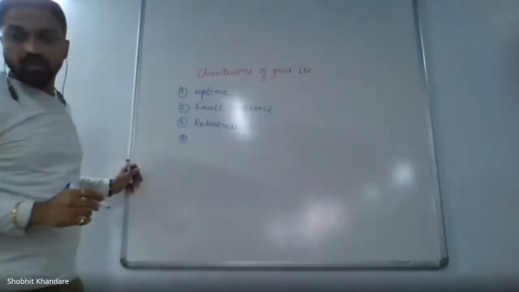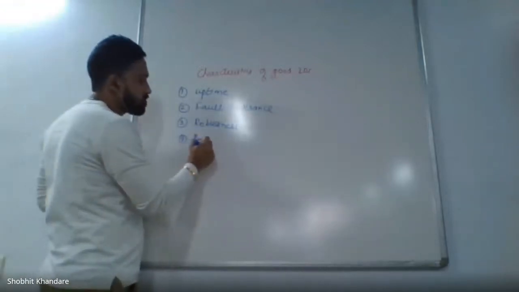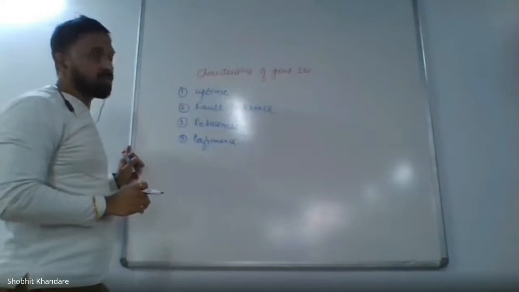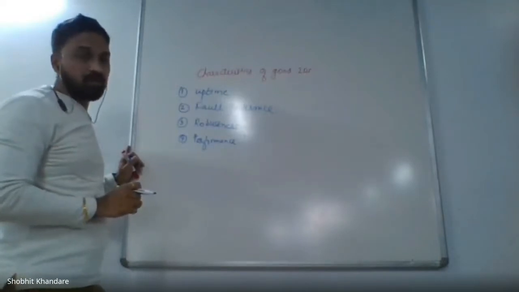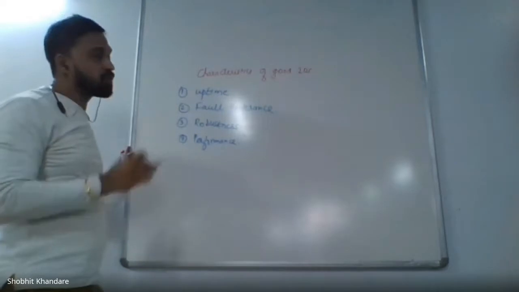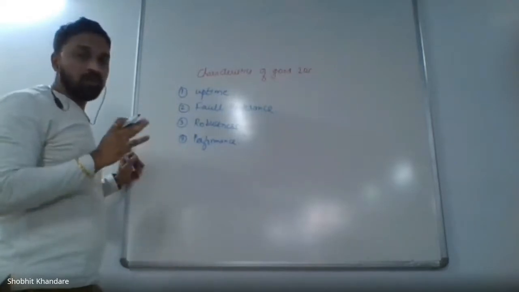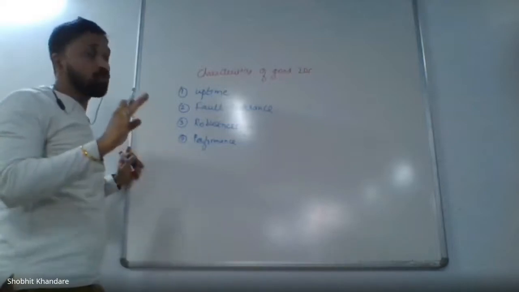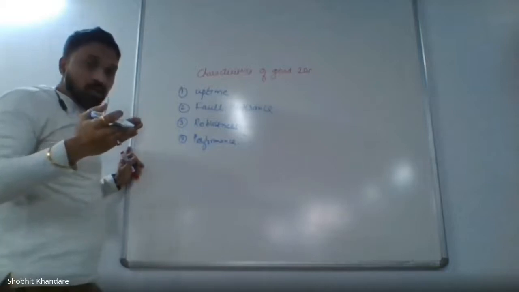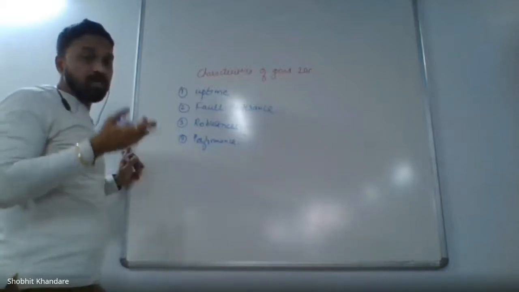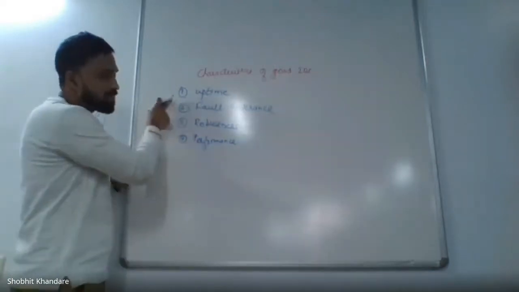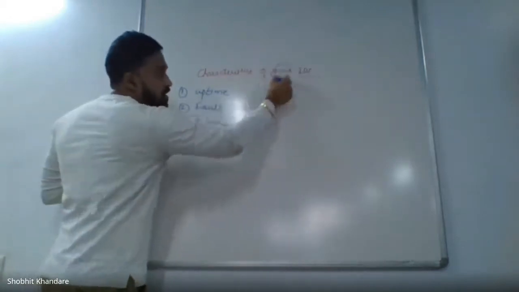The fourth one is performance. The performance of your IDS system should always be high, so that whenever you use this IDS system, you can rely on it. You should find it reliable. Because of that, the performance of the IDS should always be high. So these are the points for a good IDS.